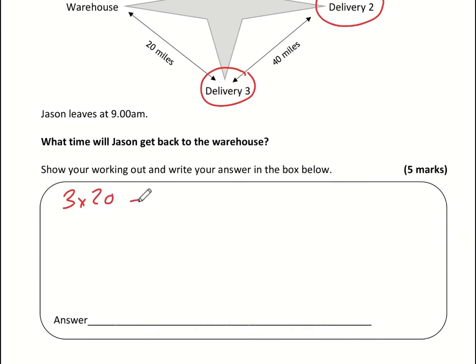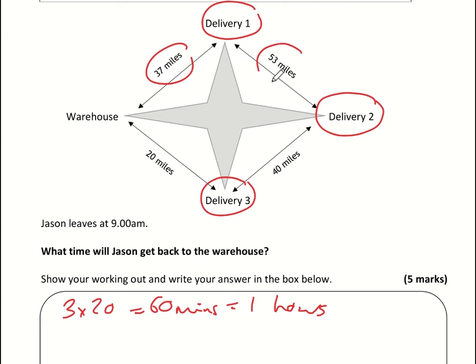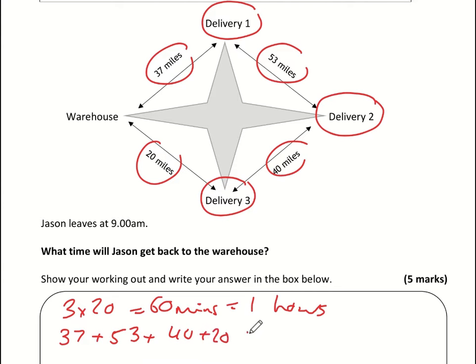So that is 60 minutes. In other words, 1 hour just for all the stops. Now, what I would do at this stage is add up the total distance. So add all of these values together to work out his total mileage. So 37 plus 53 plus 40 plus 20. That is a total distance of 150 miles.